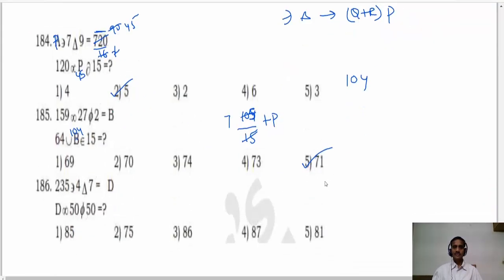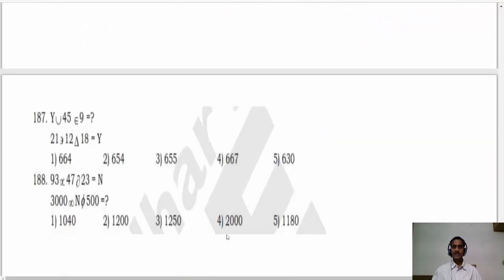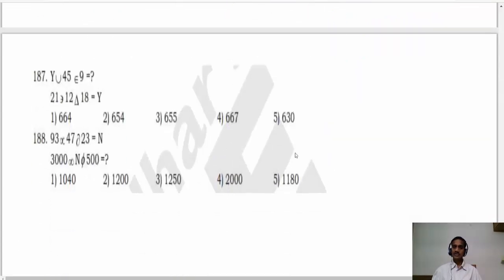185 is choice. Okay. And similarly, work out the remaining 3 questions. All the 3 questions are based on the same rules.